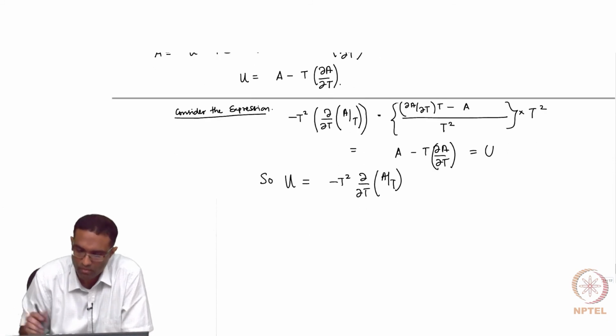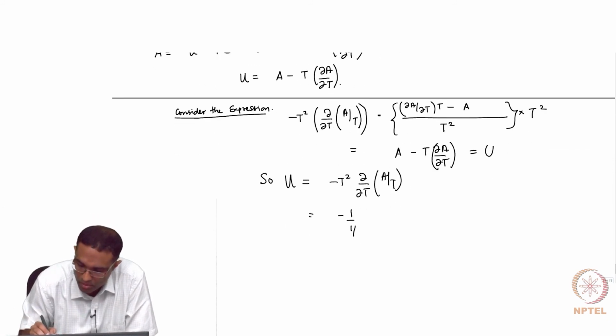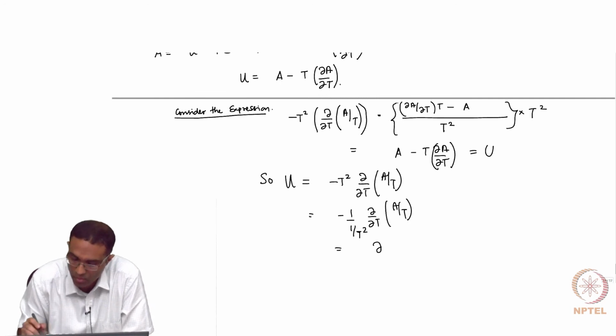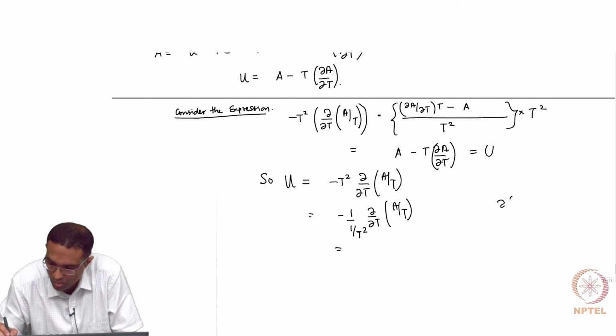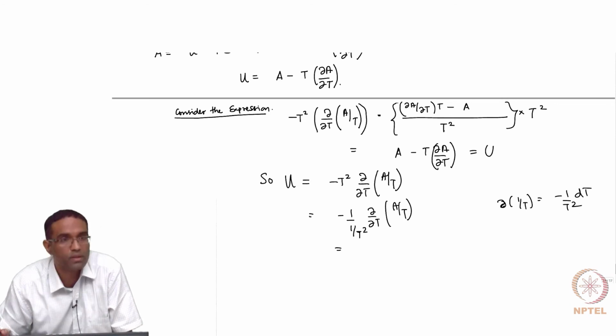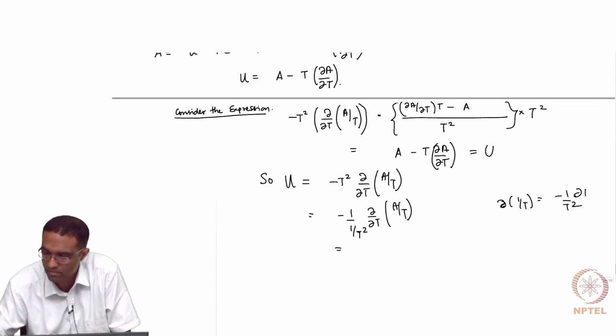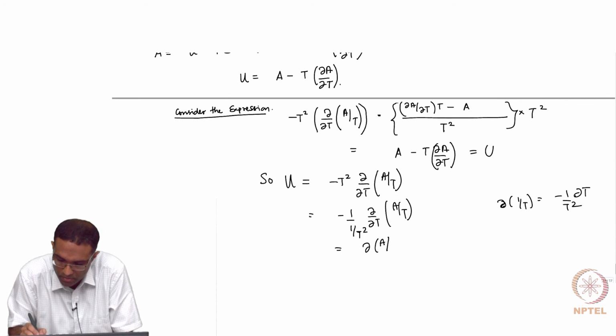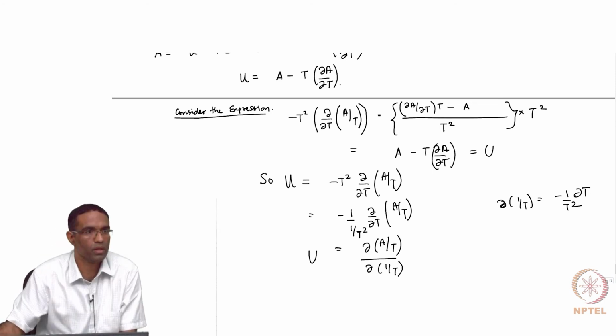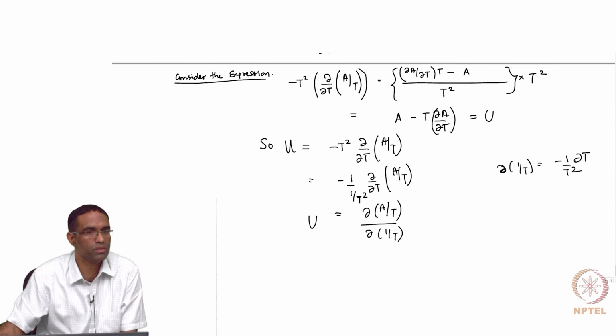So U can also be written as minus T square dou by dou T of A by T, which can also be written as minus 1 over T square dou of A by T. What is dou of 1 by T? Minus 1 over T square dou T. So this term becomes dou of A by T over dou of 1 by T, which is also U.